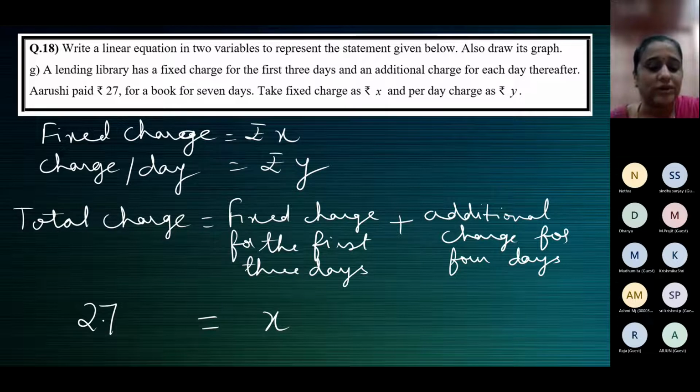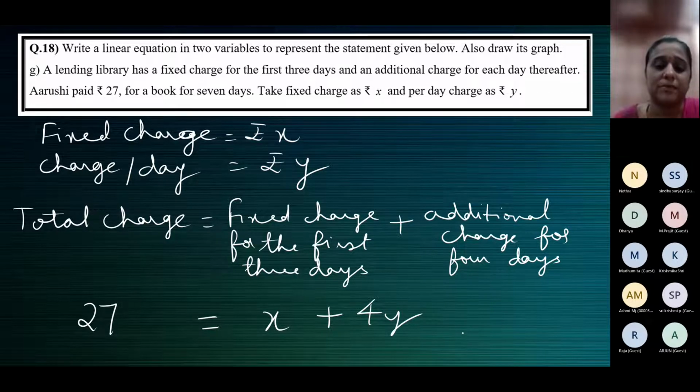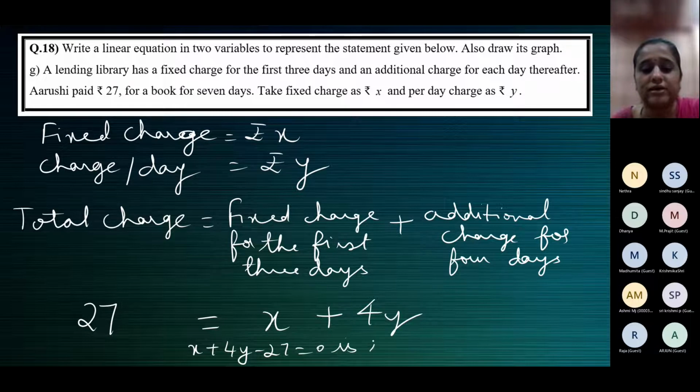Okay, so the total charge 27 is equal to the fixed charge for the first 3 days, X. It's not 3X. It's not X rupees for 1 day. For 3 days, it is X rupees. Plus for 4 days, the charge per day is Y, so for 4 days, 4Y. For 4 extra days, 4Y rupees. So the required equation is X plus 4Y minus 27 is equal to 0.